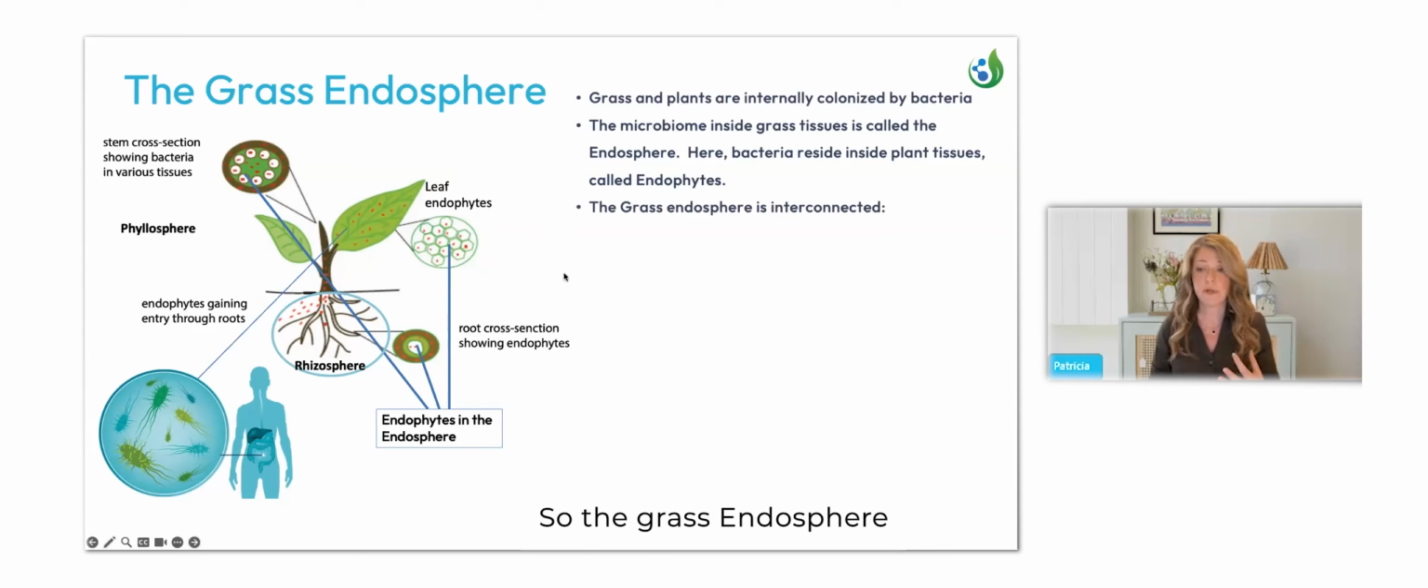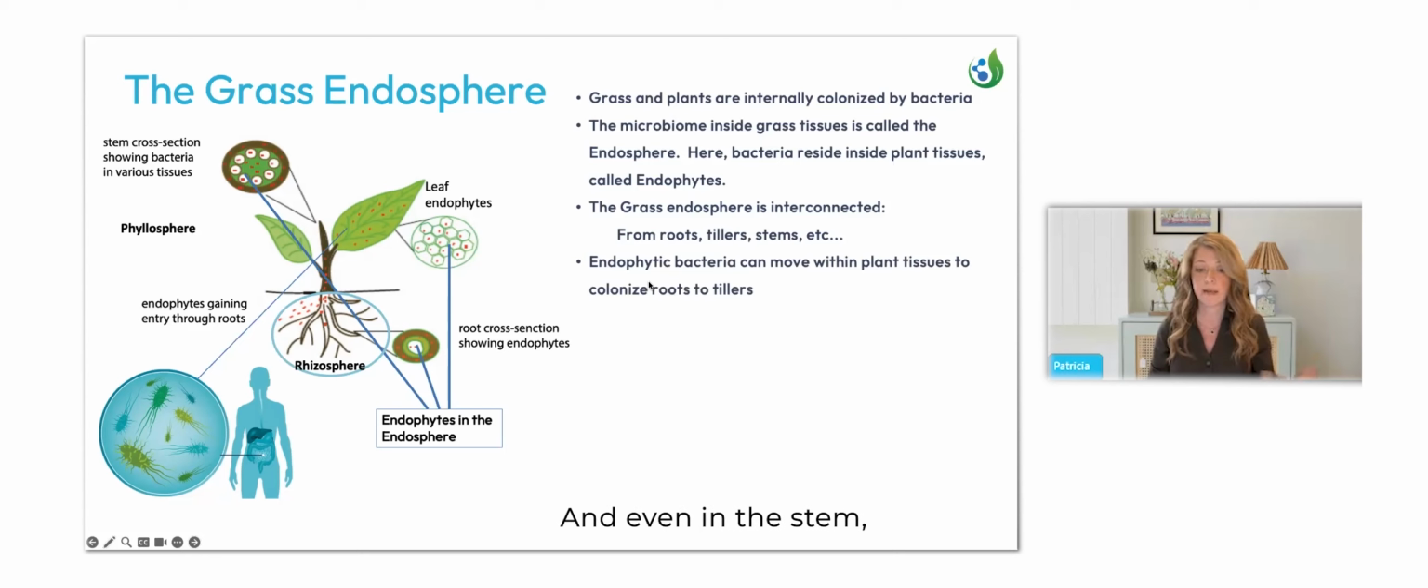So the grass endosphere is very well connected. If you inoculate your plant, then you're going to likely find that early inoculations will result in bacteria traveling from the roots all the way to the leaves. If you inoculate the phyllosphere in a young plant, you'll see the reverse happening. And there is just a complete overhaul of colonization that's happening throughout the plant. So it happens from roots to tillers and even in the stem. These endophytic bacteria can move within the plant tissues, like I said, and grasses need those endophytes. They have a network of endophytes that they evolved with and they're working with.